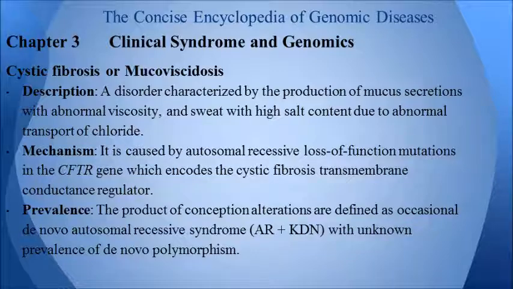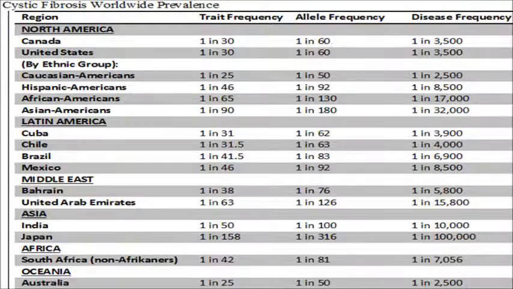These pathogenic alleles started to appear 10,000 to 52,000 years ago, most likely in Europe, the Middle East, and Western Asia. Cystic fibrosis traits are mainly due to founder effect and endogamy. The product of conception alterations are defined as occasional de novo autosomal recessive syndrome, or AR plus KDN, with unknown prevalence of de novo polymorphism. This is the most common life-limiting autosomal recessive disease among people of European descent, except the Finnish.